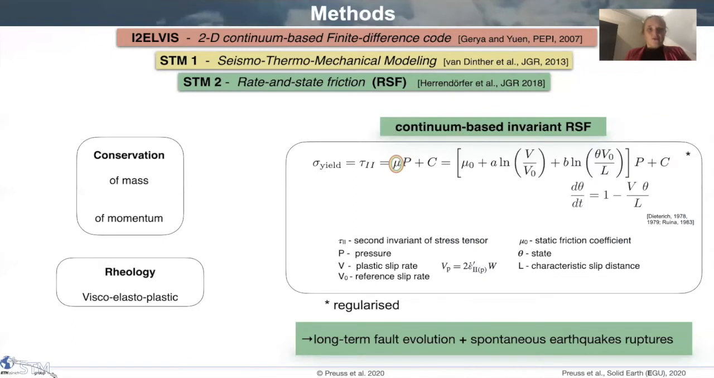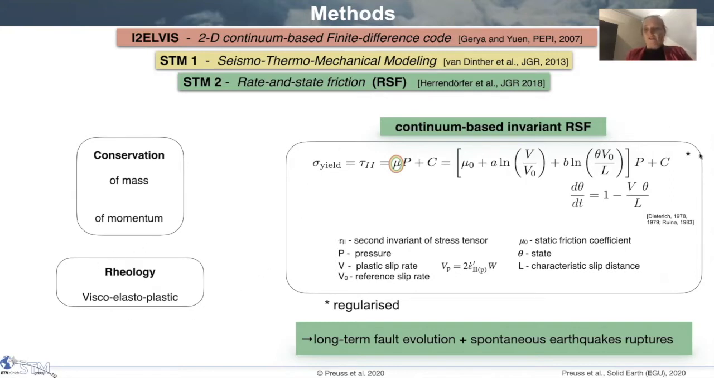So we use the seismothermomechanical modeling approach that Robert Herrendorfer updated with rate and state friction and adaptive time stepping to resolve spontaneous and dynamic earthquake ruptures in addition to the long-term fault evolution. To do so, we solve the conservation of mass and momentum on viscoelastoplastic rheology here.